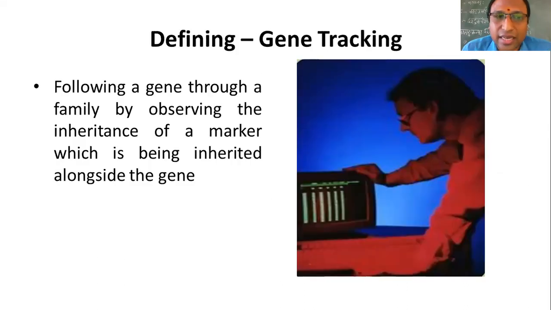So defining gene tracking, you can say it is following a gene through a family by observing the inheritance of a marker which is being inherited alongside the gene. That means if, for example, one particular disease gene is there, nearby that particular gene, one more gene will be there which is supporting it. In the previous session, we have seen that if a gene is defective, the gene near to it also acts as a marker gene. So we can identify that particular gene based on their linkage.